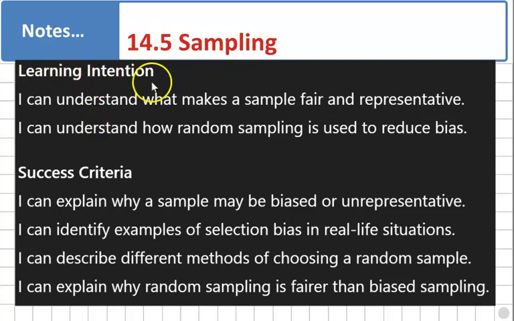Sampling. Learning intention. I can understand what makes a sample fair and representative. I can understand how random sampling is used to reduce bias. Success criteria. I can explain why a sample may be biased or unrepresentative. I can identify examples of selection bias in real-life situations. I can describe different methods of choosing a random sample. I can explain why random sampling is fairer than biased sampling.